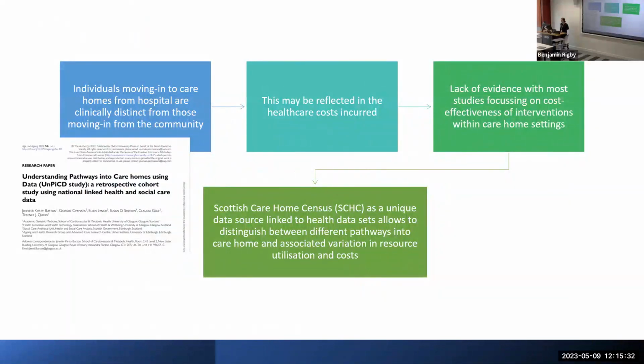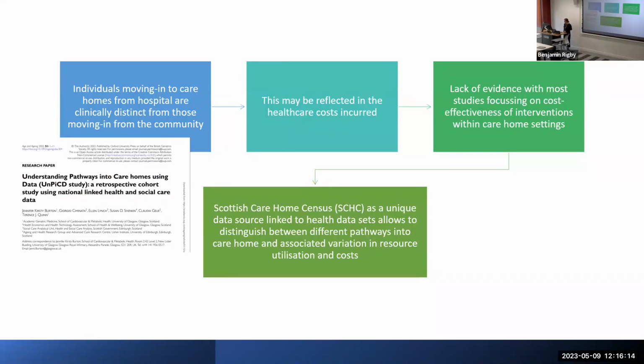So in our first paper, in our first analysis, trying to answer one of the first research questions, we found that people moving into care homes from hospital are clinically distinct from those moving in from the community. If this is true, then this may be reflected in the healthcare costs that they incur. Currently there's a lack of studies focusing on resource utilization, with most studies looking at the cost-effectiveness of certain interventions within care home settings.